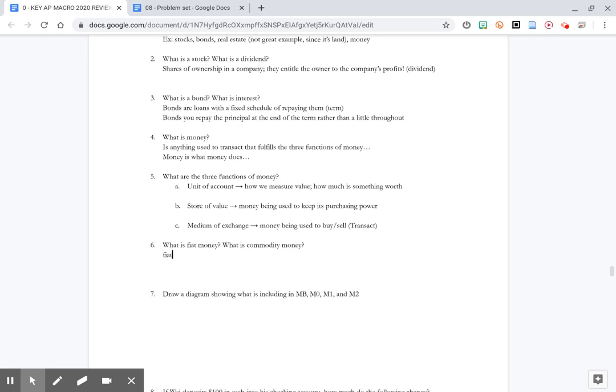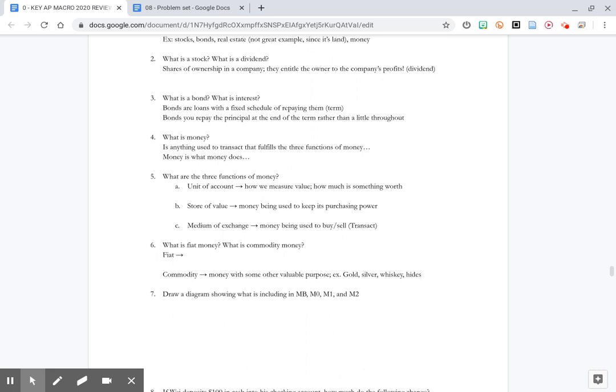Fiat money versus commodity money. So there's two types of money out there. Commodity money is money with some other valuable purpose, like gold or silver, or whiskey, which was used on the American frontier. There's tons of them out there. Hides or pelts have some other valuable purpose, but they're often used as money.